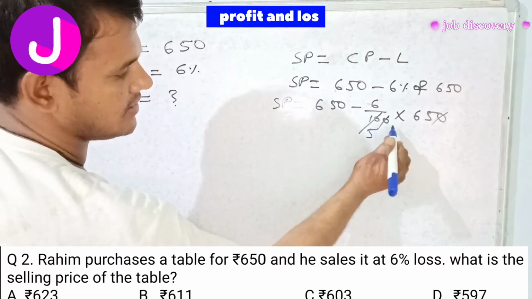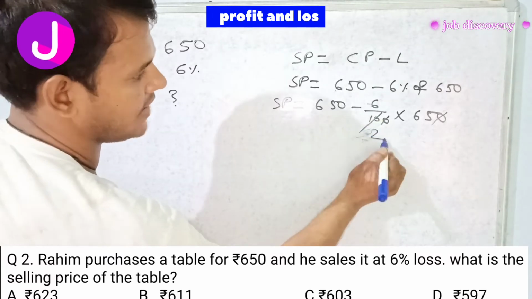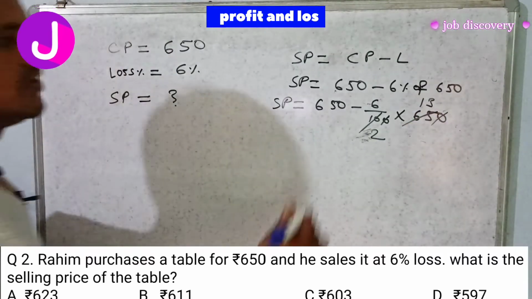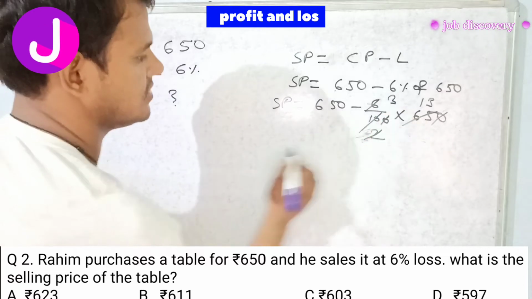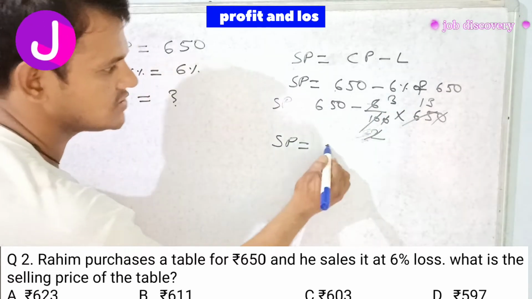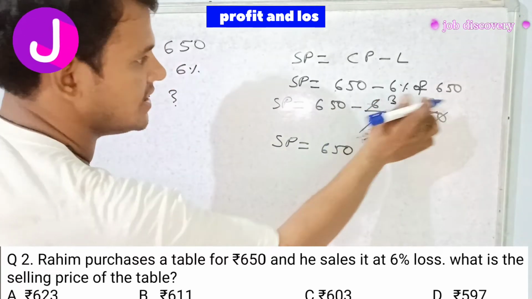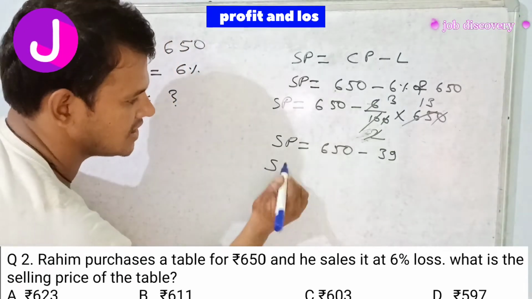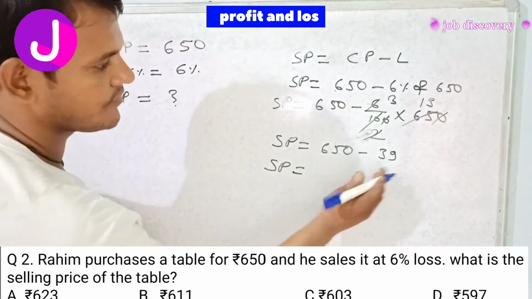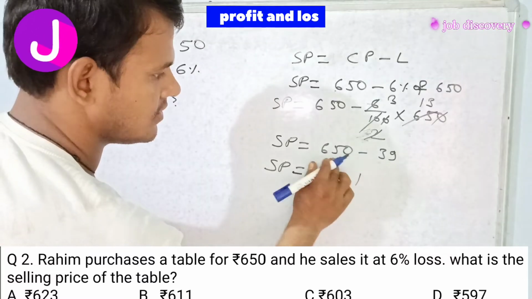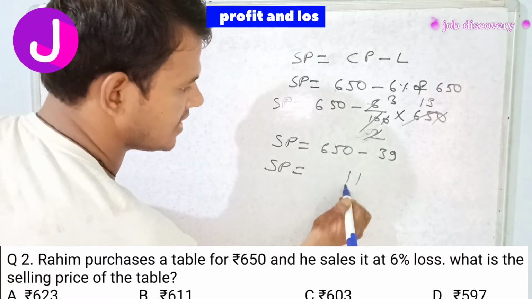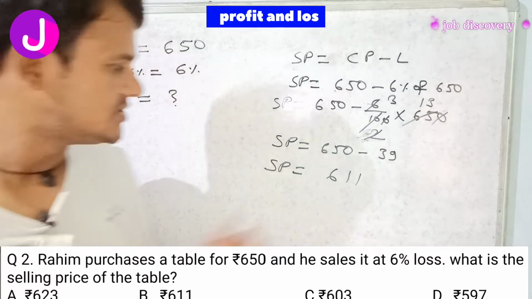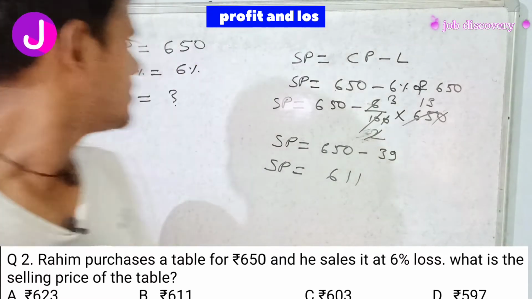So 6 into 65, which is 390, gives 39 after cancelling. So SP is equal to 650 minus 39. So selling price is equal to 611.